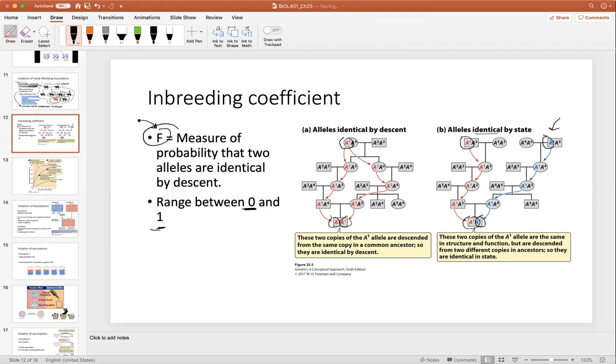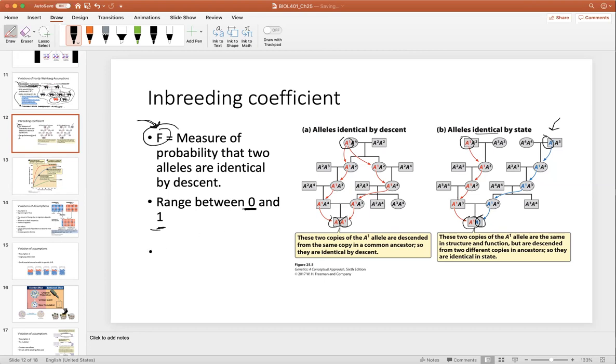And population geneticists are really interested in this, particularly if you're managing, say, a fish stock, or if you're managing, say, an endangered pack of wolves. You would be very interested in the statistic as a measurement of how inbred your population is, because that tells you something about the health of that population.